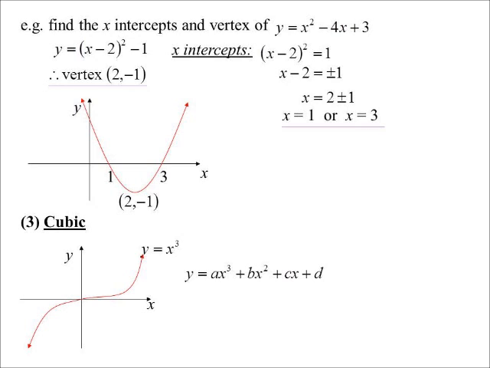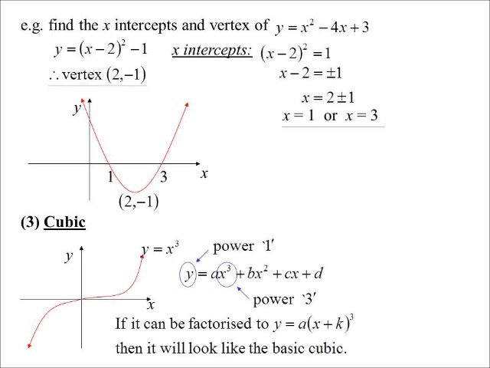So you'll have ax cubed plus bx squared plus cx plus d. How do we recognize it? Well, this time, y is to the power of 1, and the highest power of x is 3. So if it can be factorized to be a perfect cube, or some multiple of a perfect cube, it'll have that basic shape.